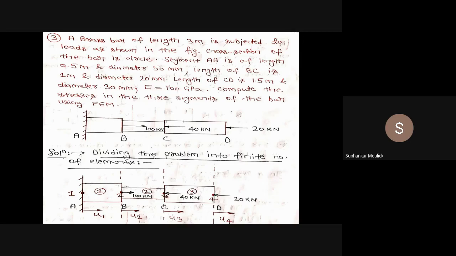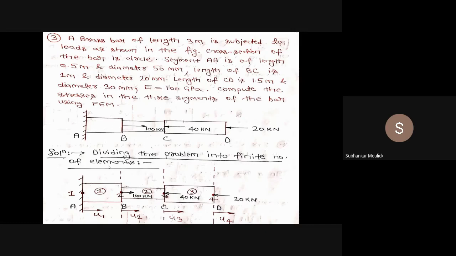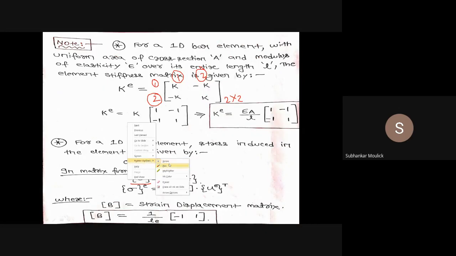Each and every element will induce some stress, and that stress is given by, from Hooke's law, I know that stress is directly proportional to strain. So stress is equal to some constant into strain, and that constant is nothing but the modulus of elasticity, and is given by sigma is equal to E into strain. In matrix form, you can write sigma e. This sigma e is for an element. Sigma e is equal to E into epsilon matrix, that is the strain matrix.